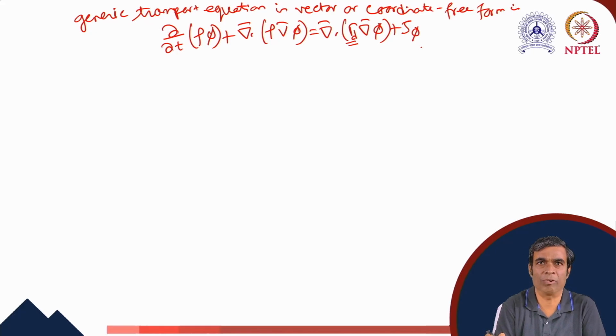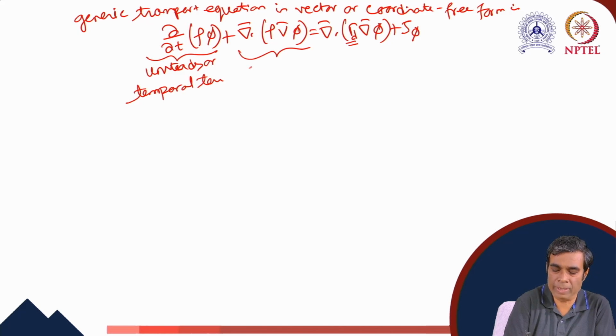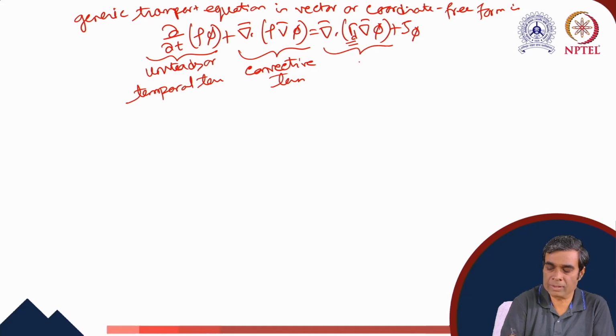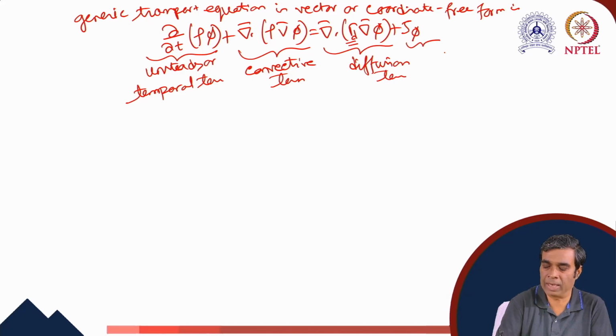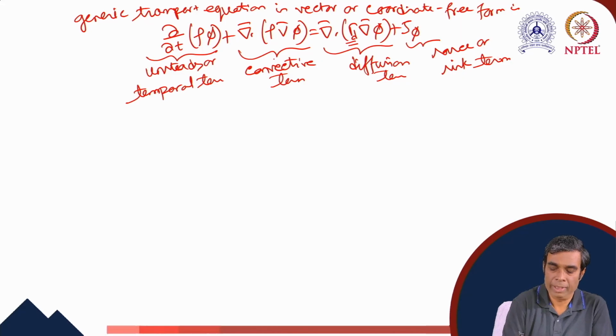So this is a balance of four terms, two terms on the left hand side, two terms on the right hand side. This first term is known as the unsteady or temporal term. The second term is known as the convective term. The third term is known as the diffusion term. And finally, the last term is known as the source or sink term. Now, in steady state, this unsteady term will be 0 in steady flow.